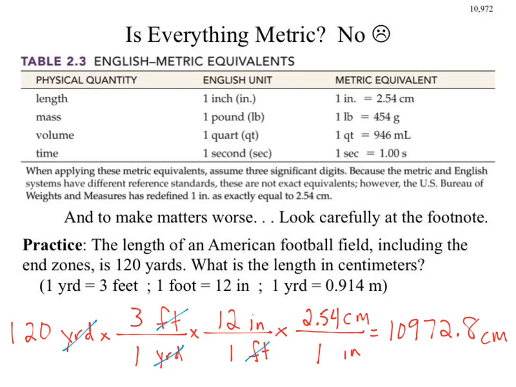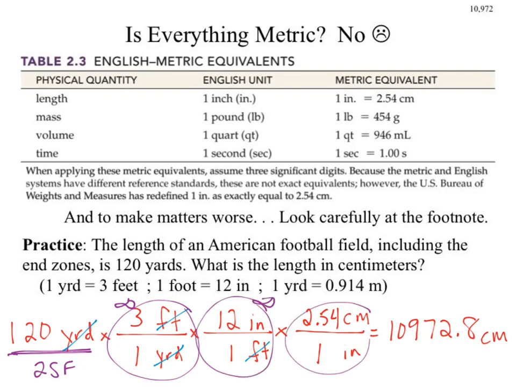I'm going to show the sig figs in purple because we don't have that. How many sig figs in our first value? 2. The next one. Infinite. Okay. That is within the English system. 1 yard is defined as 3 feet. The next one.